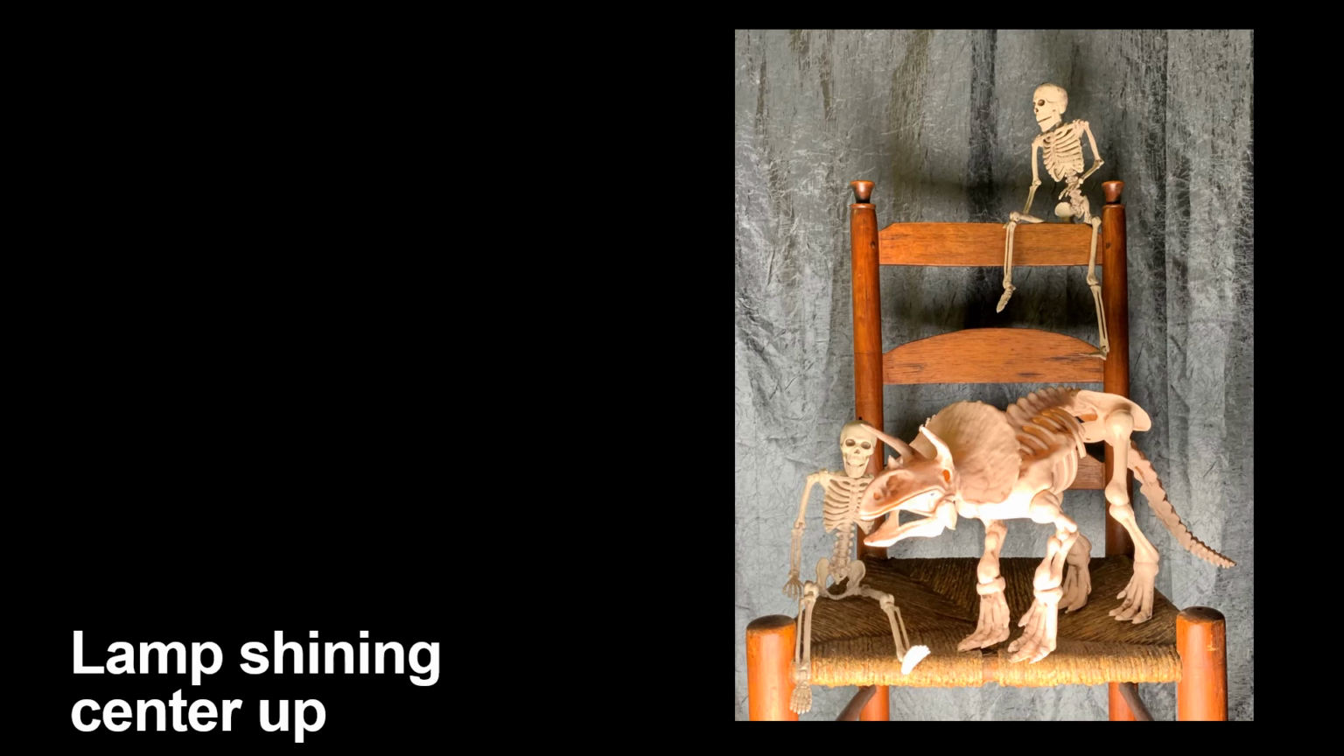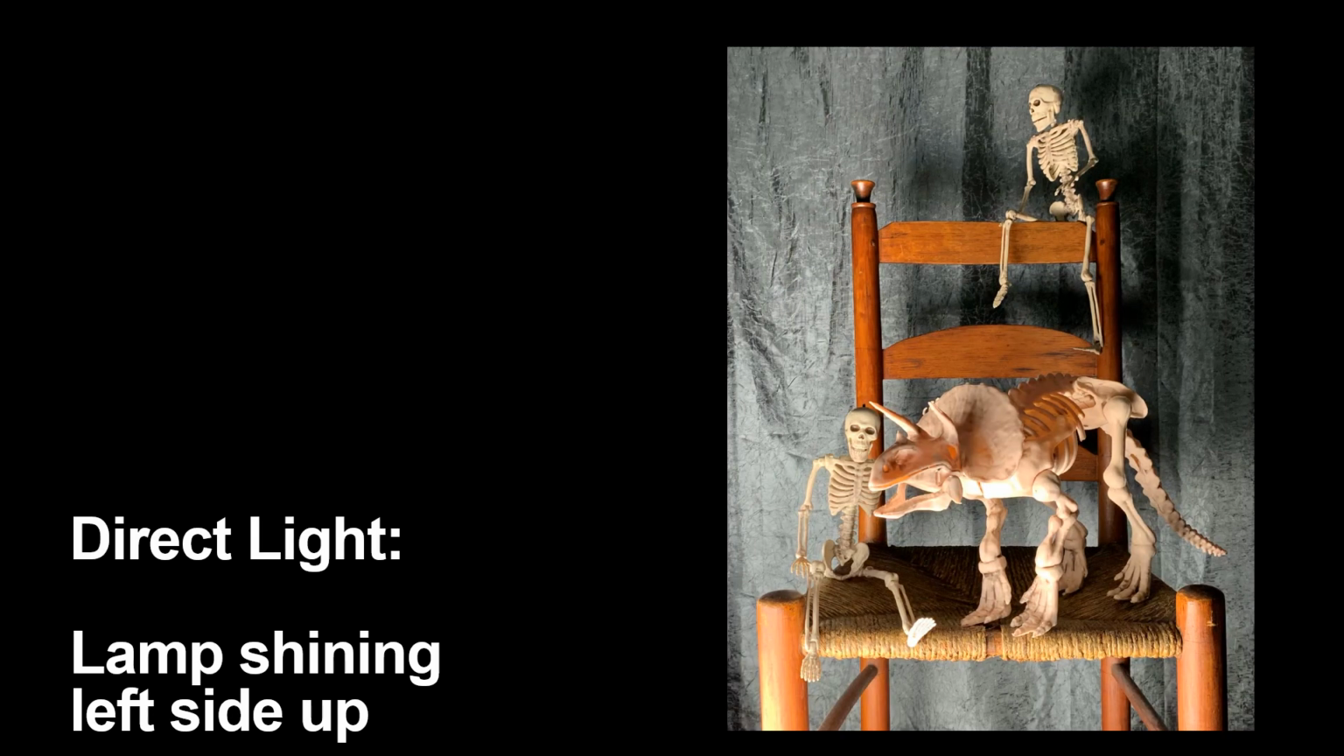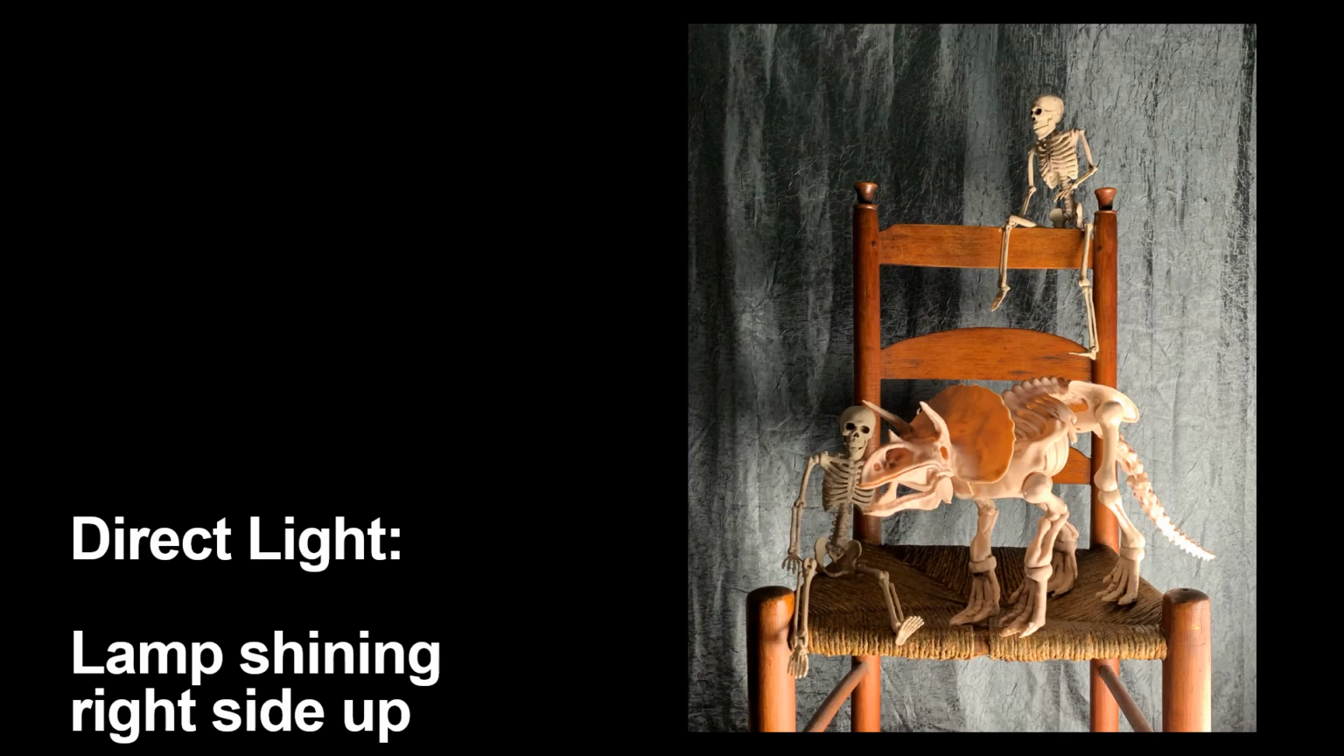You can see the lamp is shining from the center up, so it's really bright on the belly of the Triceratops, and then you can see on the tops it's more in shadow. Here the lamp is shining from the left side up. The light is now on the opposite side, the right side shining up, so you see the tail is all lit up, and the other foot is a little more lit up, and the left side of the skeletons and the Triceratops are more in shadow.